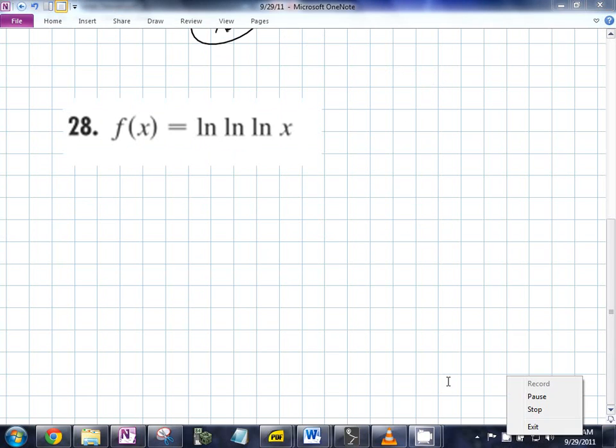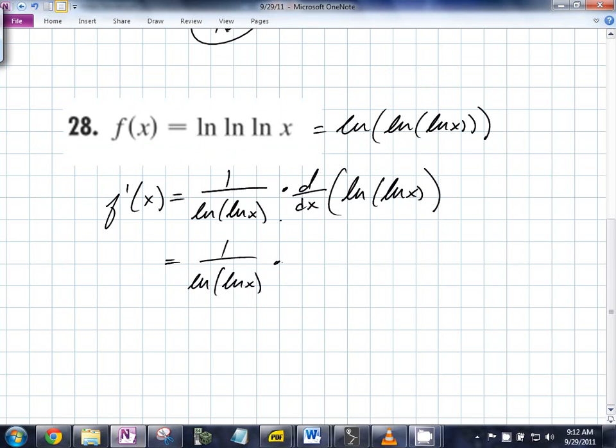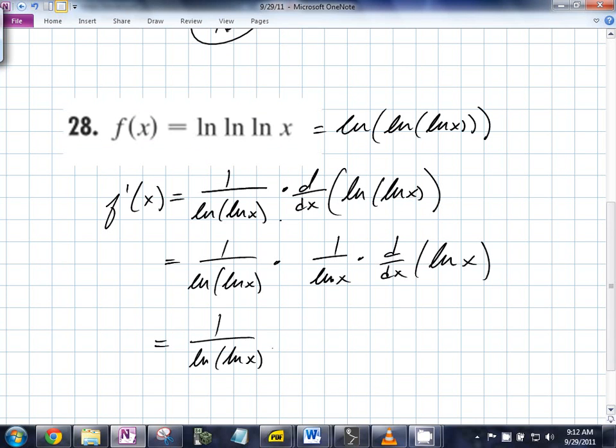Okay, first of all, what differentiation rule do you have to use? Chain rule. So first of all, f prime of x is going to be, what's the derivative of ln of ln of ln x? So how many times do you have to use the chain rule? Three times, yes. So it's going to be one over ln ln x times the derivative of ln ln x. Now, what's the derivative of that? It's going to be 1 over ln x times the derivative of ln x. So it's going to be 1 over ln ln x times 1 over ln x times what? 1 over x. All done.